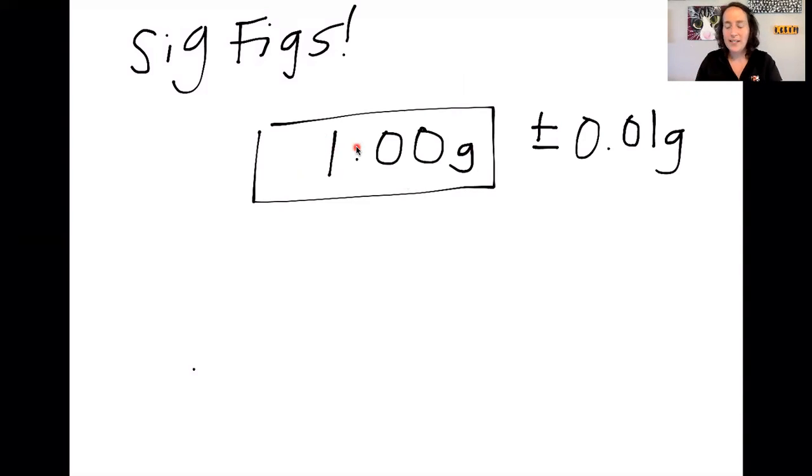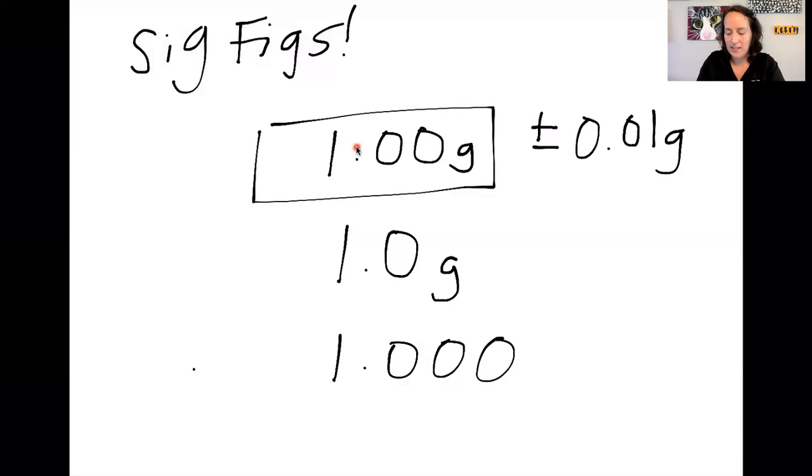And if you were to write down in your lab notebook that you had 1.0 gram, you're actually underestimating how precise that balance was. If you were to go back to your notebook and write down that it weighed 1.000 gram, you're actually overestimating how precise that instrument is, okay? So it kind of shows the significance of significant figures.